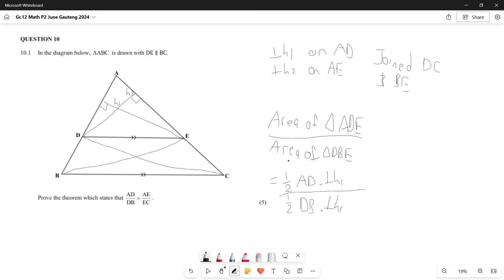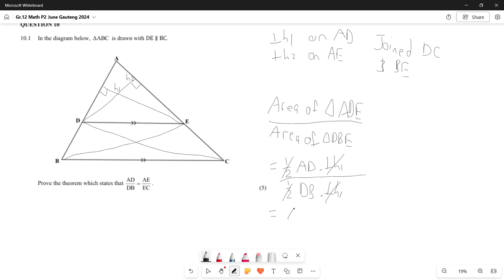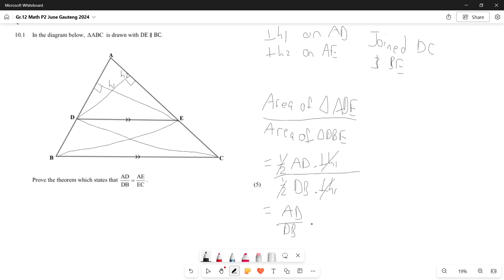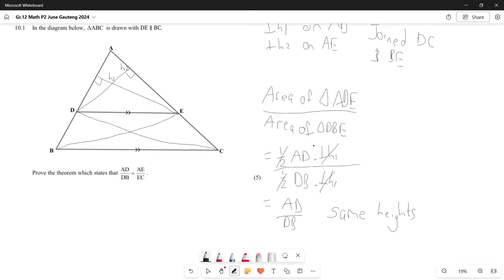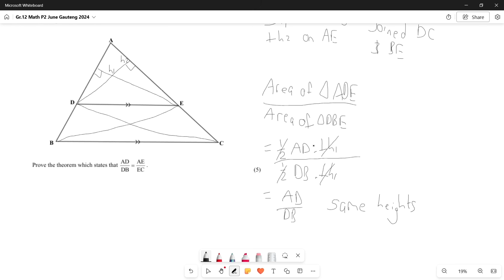Which is a good thing for us because what we want is to cancel a bunch of things out, which we can clearly see with us being able to cancel the half over here and the half over there and the perpendicular height H1 and the perpendicular height H1, which leaves us with AD over DB. And that was our statement, and our reason is because they have the same heights, because they are sharing a common side, which means the perpendicular height for triangle ADE over here is the same perpendicular height for triangle DBE over there. A bit weird, but it's just something we're going to have to learn.